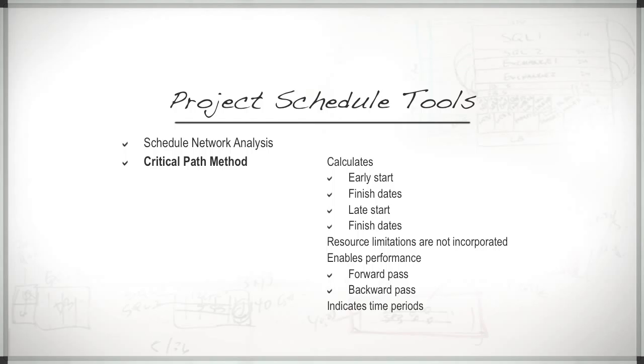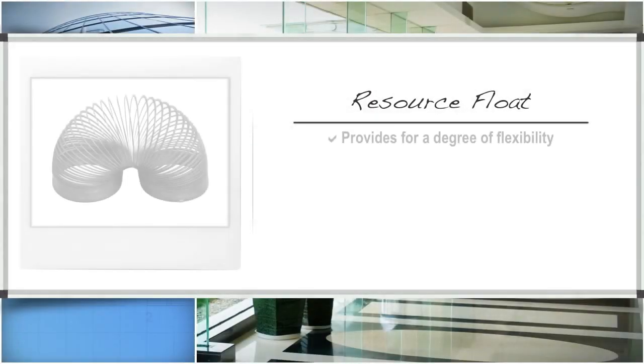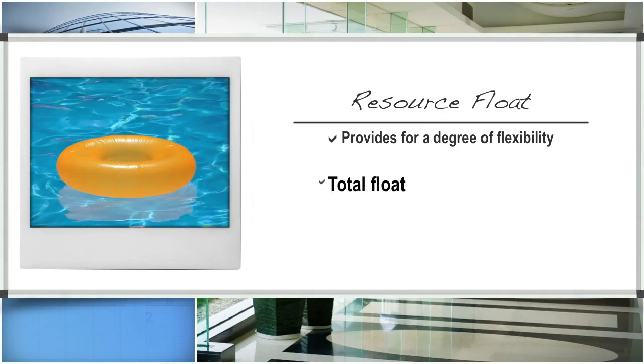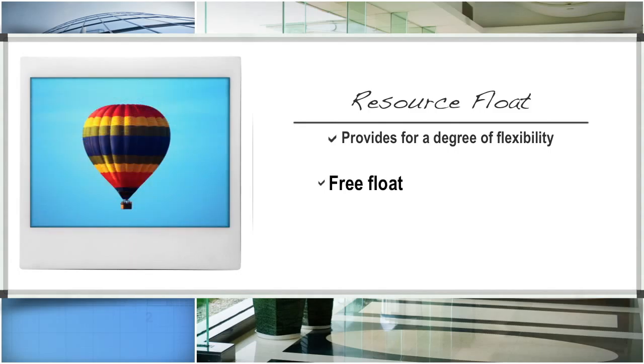Critical path method takes into account the possibility of float, which provides for a degree of flexibility in scheduling project activities. The term total float on any network path reflects the schedule flexibility by measuring the positive difference between early and late completion dates and work packages. The term free float represents the amount of time an activity can be delayed without delaying the early start date of any of its successors.